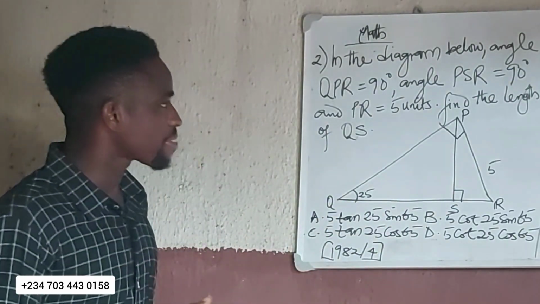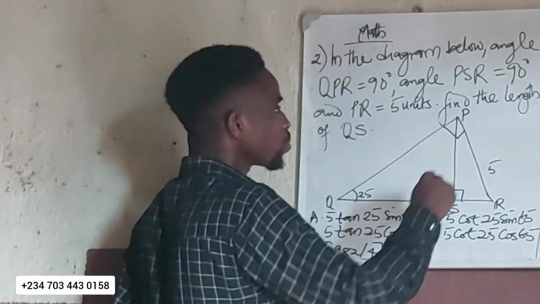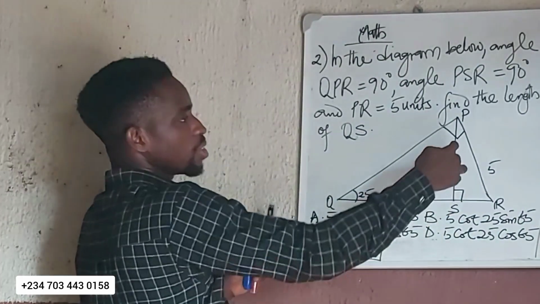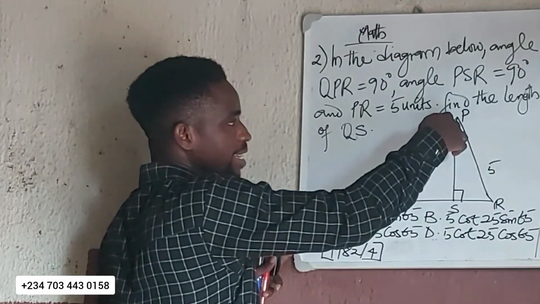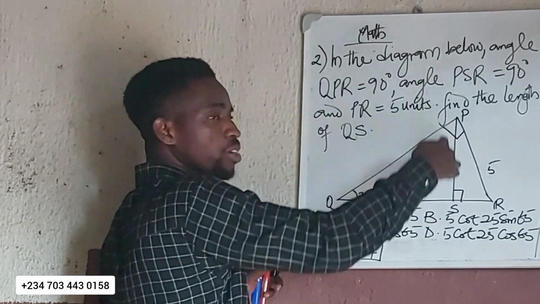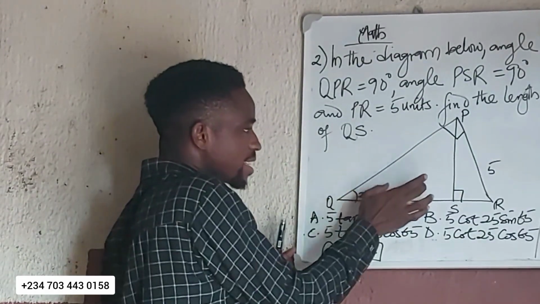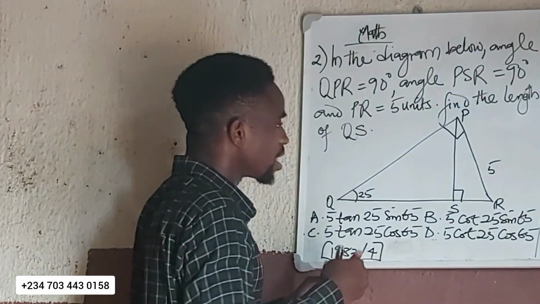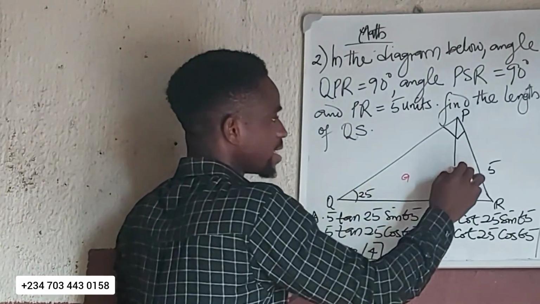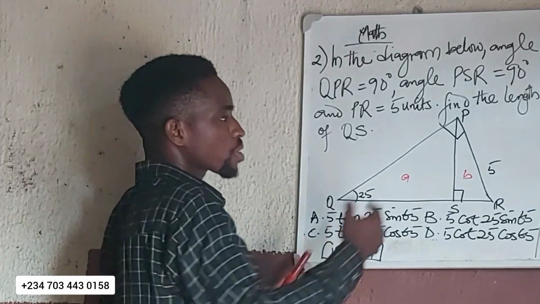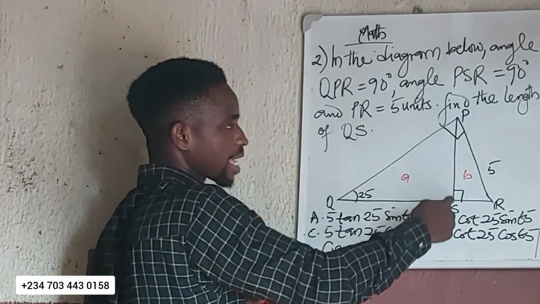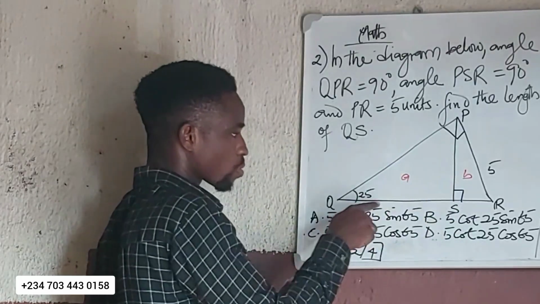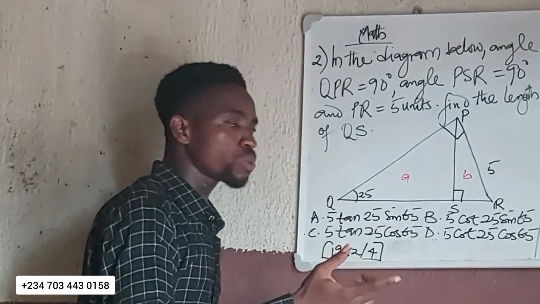So how do we find that? First of all, we'll have to find the value of this side, because this is the common side to this triangle and this one. So we have two major triangles that we are considering here, this and this. The common side to the two triangles is this particular line. So we'll find the length of this line, and then we'll use it to find the length of this line. So how do we do that?